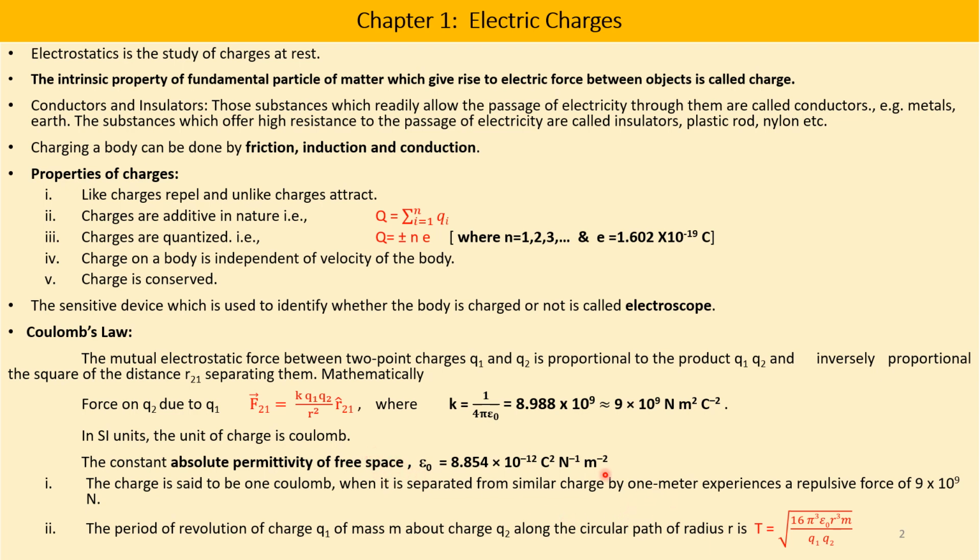If you put these values in the above formula, and the repulsive force will be F, the value of F will be equal to 9 into 10 to the power of 9 newtons. The period of revolution of the charge Q1 of mass m about the charge Q2 along the circular path of radius r is given by the formula T is equal to square root of 16 pi cube epsilon naught r cube m into m divided by Q1 Q2.